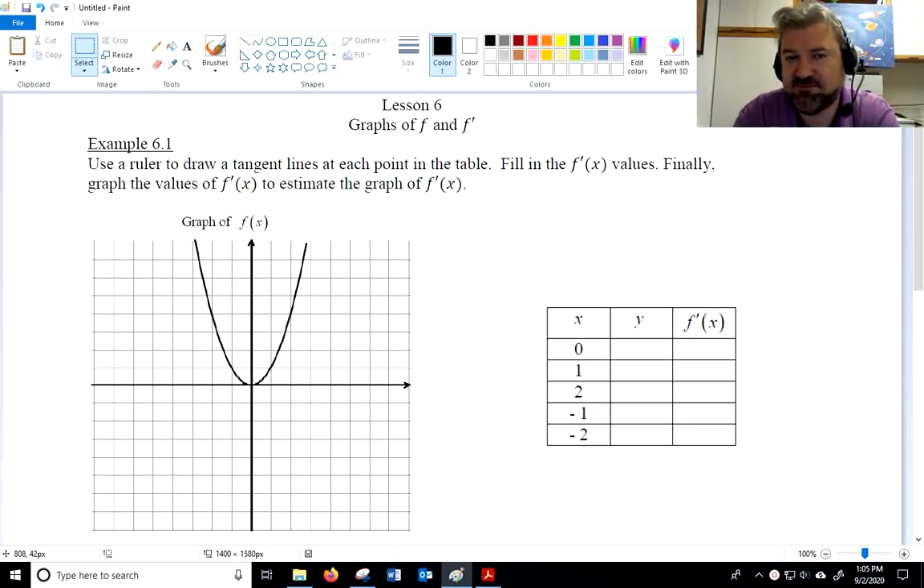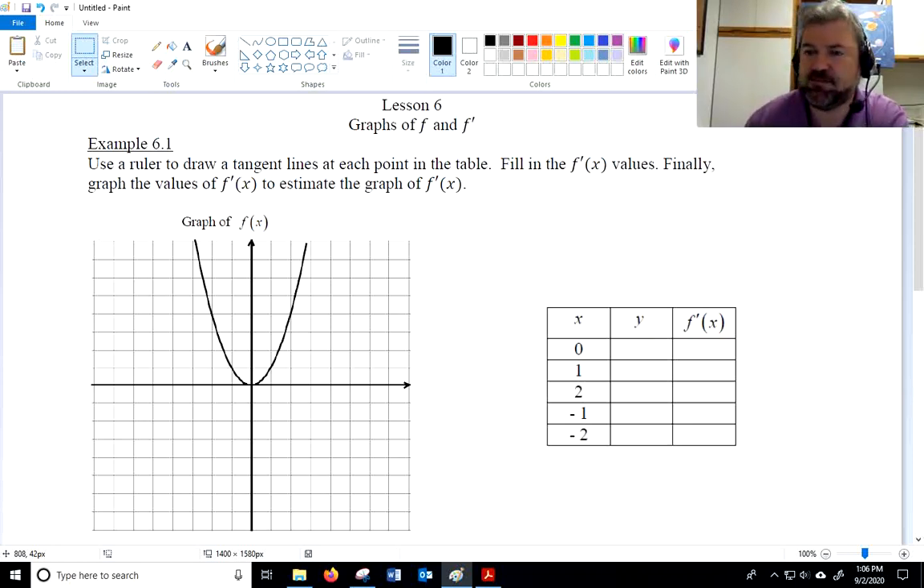Today I would like to discuss how the derivative of a function relates to the original function in terms of their graphs. So to do that, we're going to build up an estimate of the graph of f prime given a graph of f. And we're not going to actually calculate the derivative. We're just going to estimate it using tangent lines. So we're going to use a ruler and draw some tangent lines on this graph the best we can and fill in some of the points on this table.